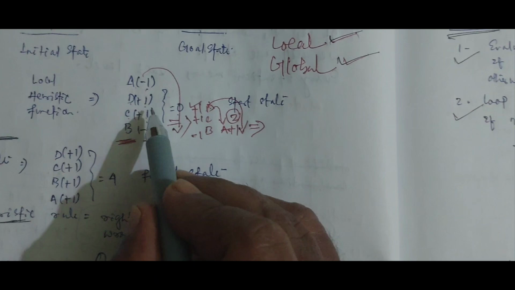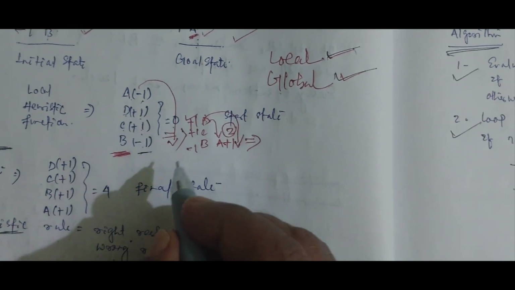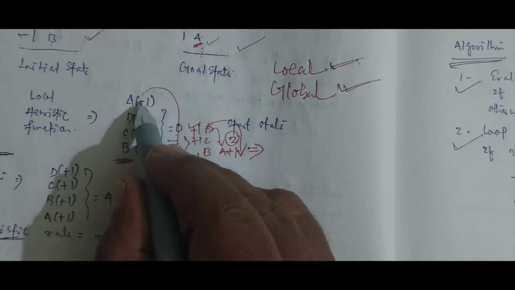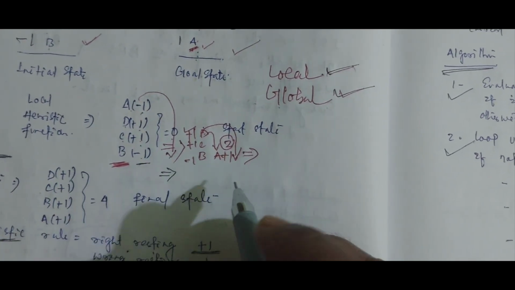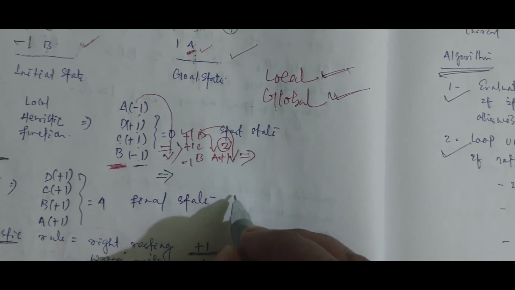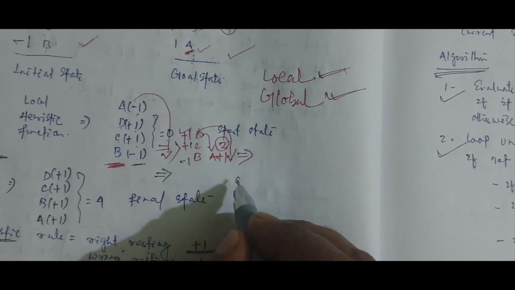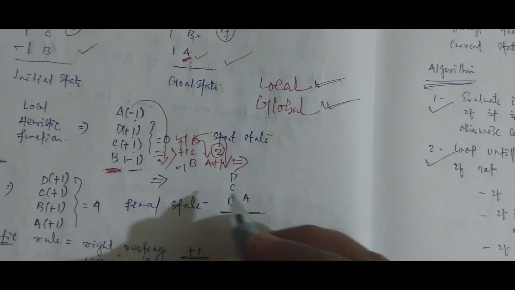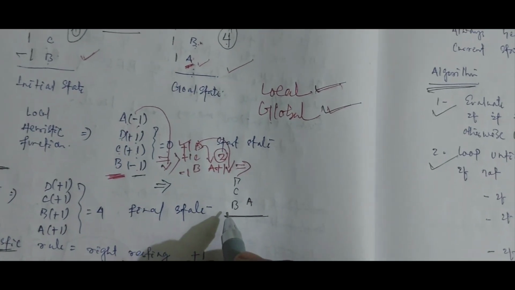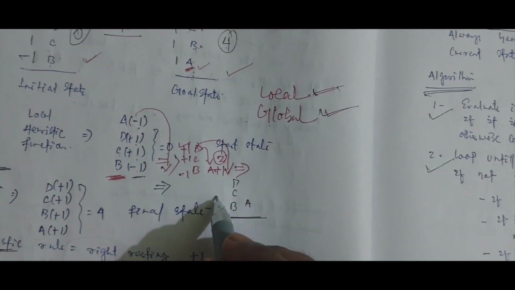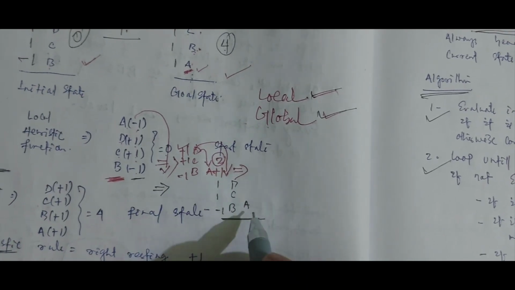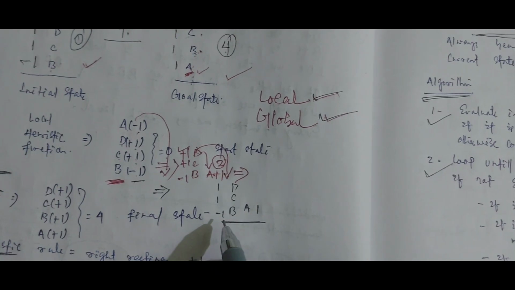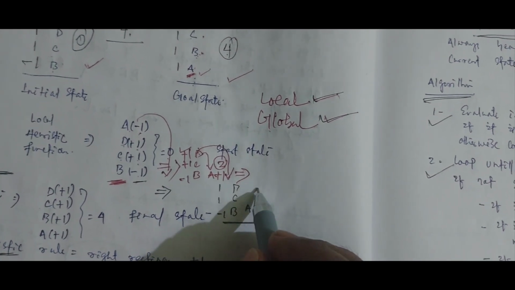Suppose we are at this position, then we will go for the next step. We can move A to this side. So what will it be? B, C, D and A. This will be another positioning after this. So this will be -1, this will be 1, this will be 1, this will be 1. So my result will be 3 minus 1, which is equal to 2.